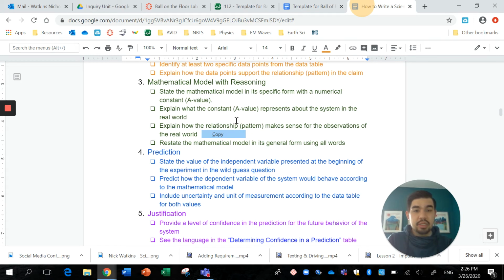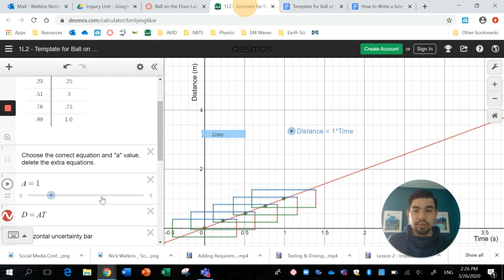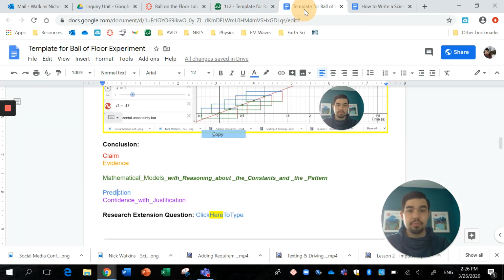We would explain what the constant A value represents. So our A value is 1 what? In this context, 1 means that our ball is moving 1 meter every second. It's velocity. If we take distance divided by time, our A value is velocity. If it's a horizontal pattern or quadratic pattern, our A value will be a little bit different.